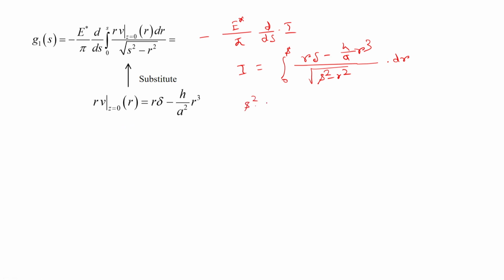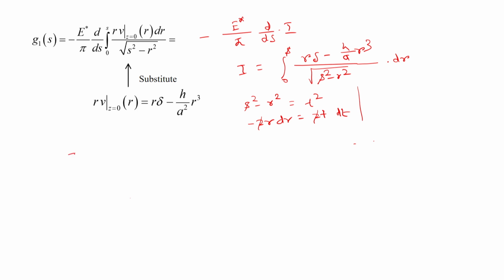So let us say a square minus r square is equal to t square. Then minus 2r dr is equal to 2t dt here. So the 2 gets cancelled. I have to take care of the minus sign here. At r equal to 0, t is equal to s, and at r equal to s, t is equal to 0, like that. Anyway, I will substitute back with s and I will not go into that right now. So here I have minus r dr and dt.